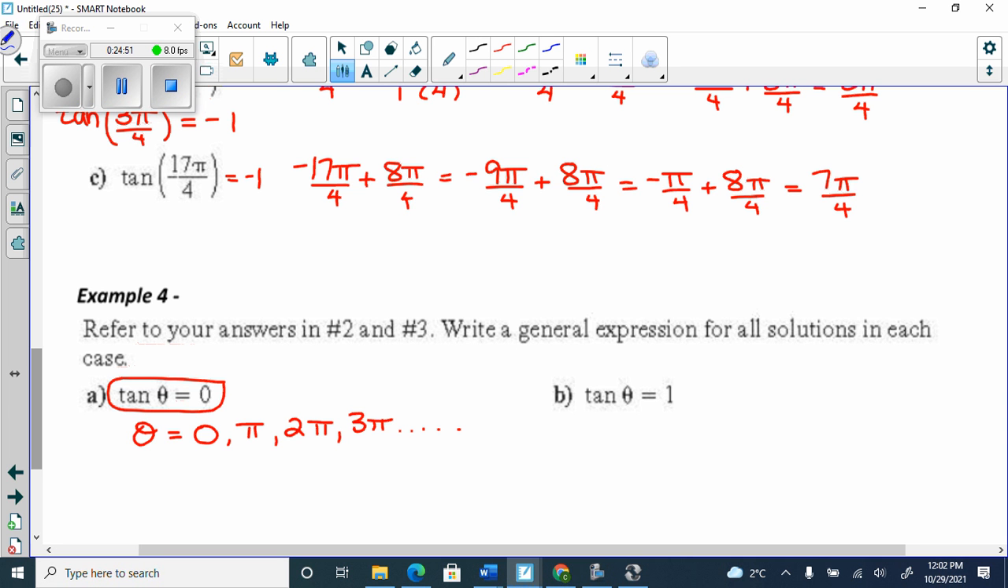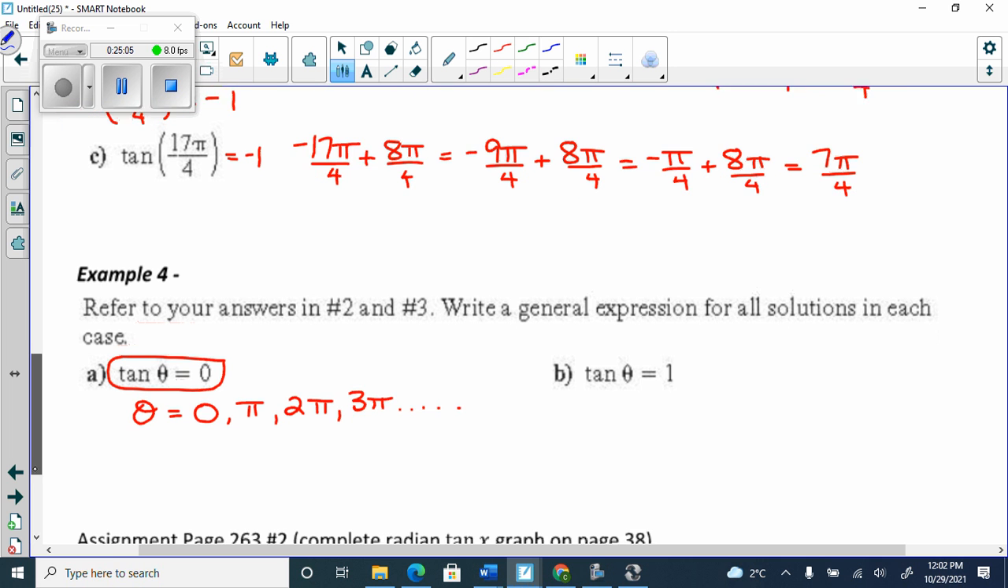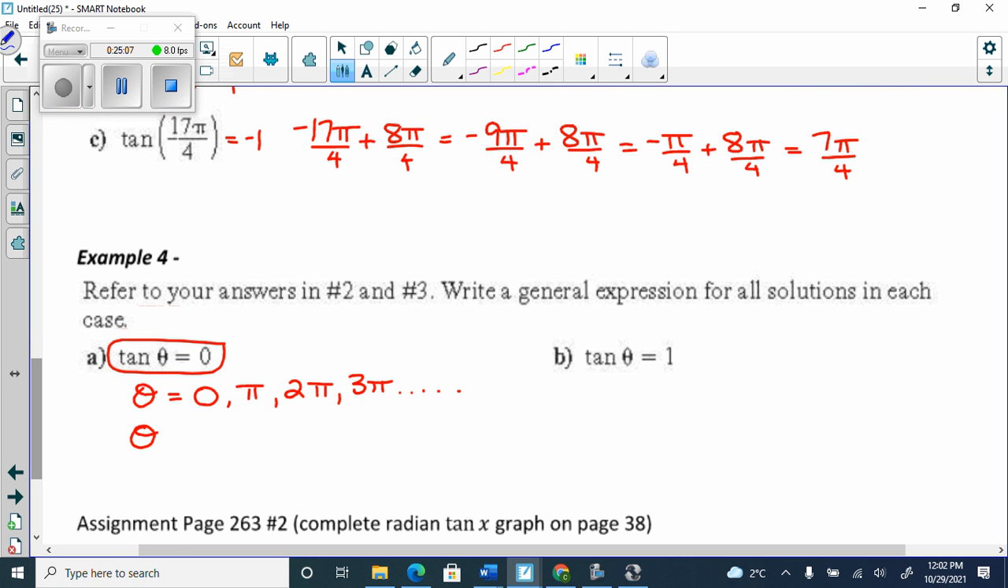So we know that tan theta equals 0 at 0, pi, 2 pi, 3 pi, 4 pi, 5 pi. But I'm doing dot, dot, dot. Instead of doing dot, dot, dot, we don't do that in grade 12. We write general solutions. So how do we write a general solution? We just do theta equals our first positive. What's our first positive at? 0.